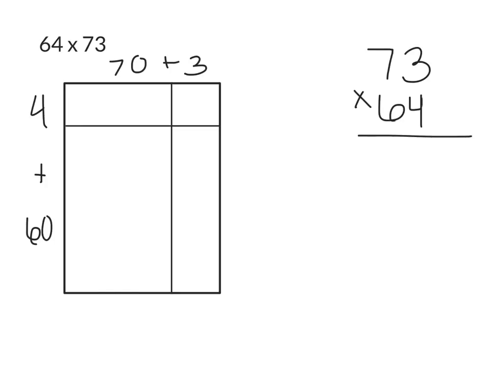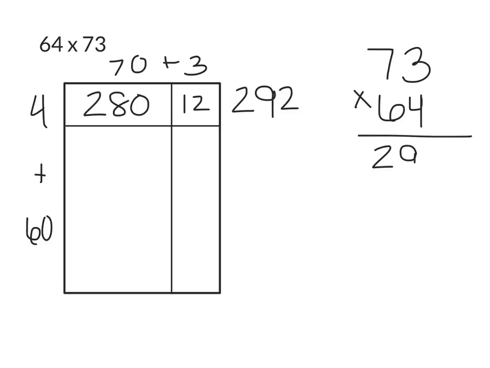So 4 times 3 is 12, and 4 times 7 is 28, so 4 times 70 would be 280. Now when I add 280 and 12 together, I get 292. And so that is going to be the first partial product in my standard algorithm. 4 times 73 is 292. Now I'll go ahead and move on to the next section of my area model.